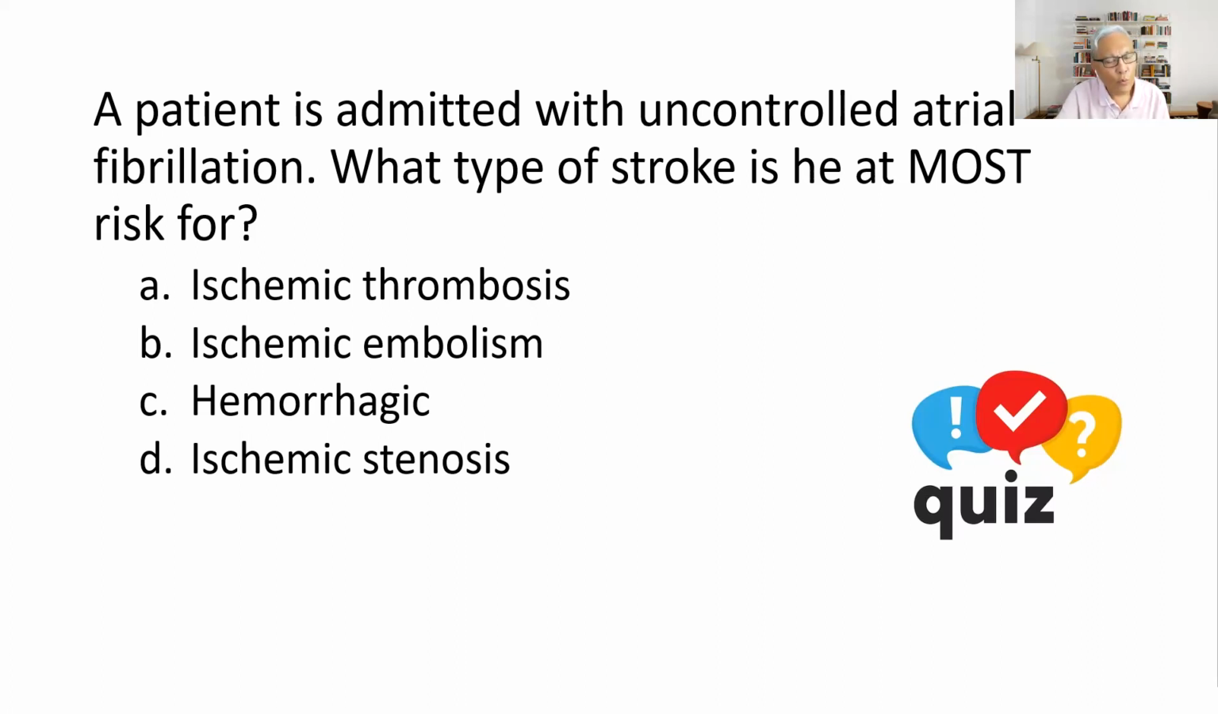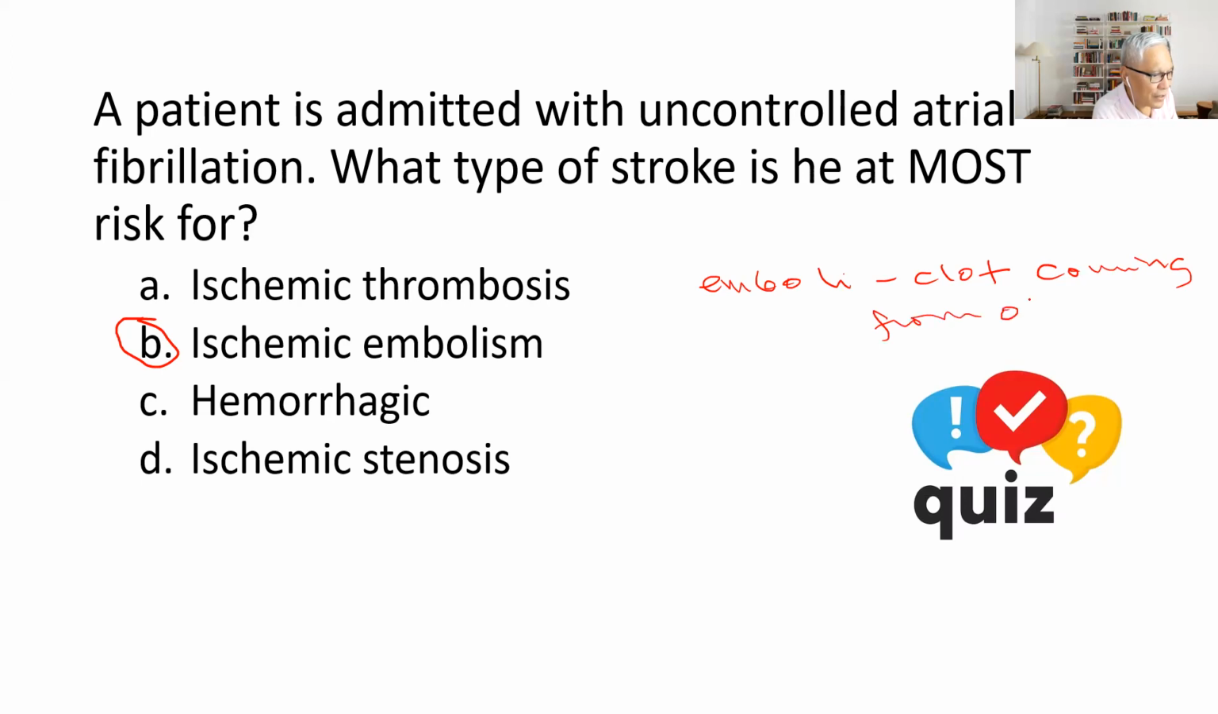All right. So what's the difference between an emboli and a thrombi? Okay. So the correct answer here is letter B, ischemic embolism. So embolism means to say that this is a clot that forms outside of the brain and then comes into the brain and obstructs an artery. So an emboli is a clot coming from other areas.